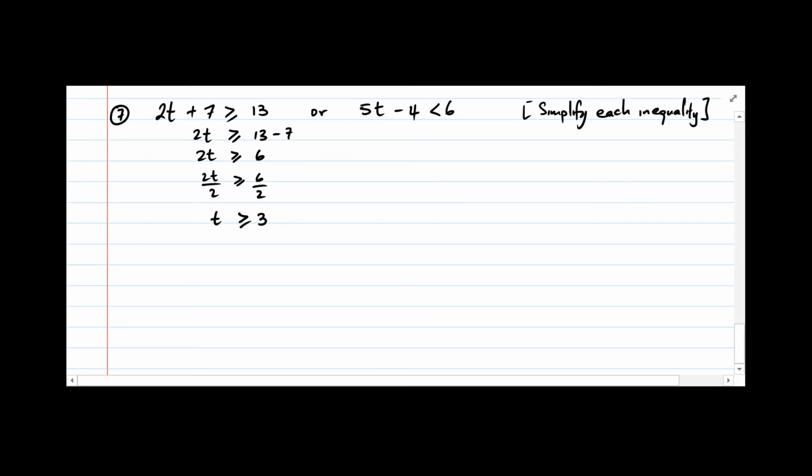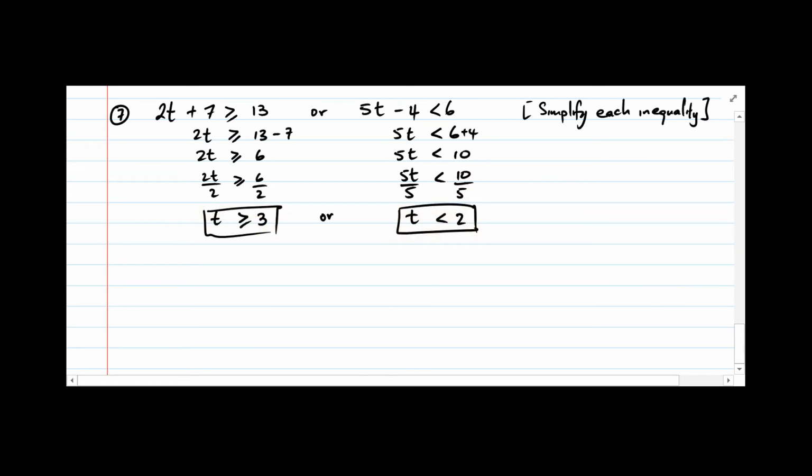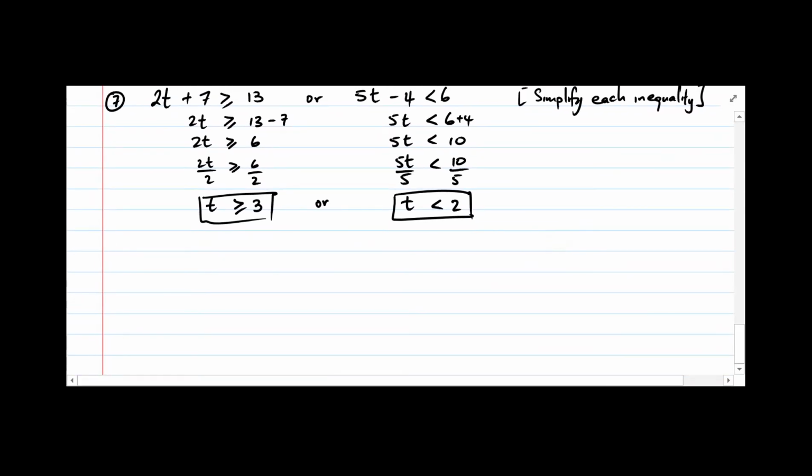And so I finished the first one. Second one, 5t is less than 6 plus 4. 5t is less than 10. Dividing both sides by 5. So these are our inequalities, and essentially this is now the starting place that I have, or what we looked at before.